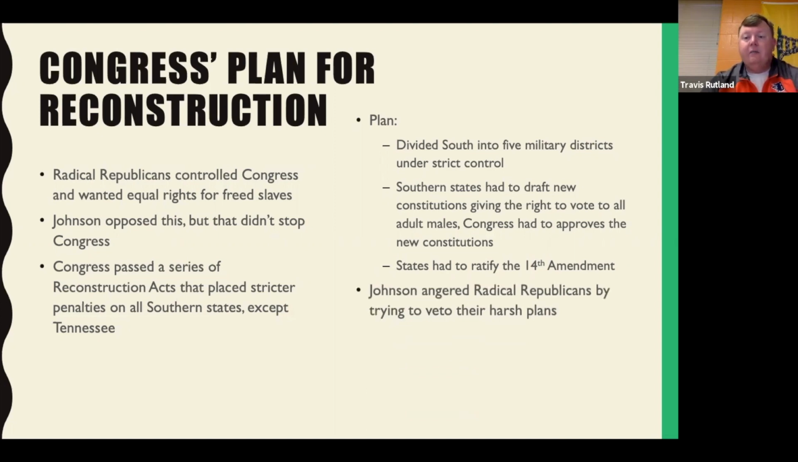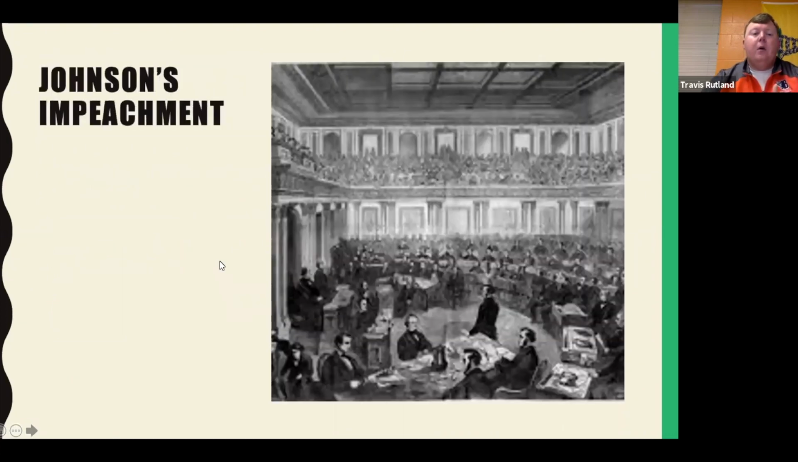Now, Johnson goes head to head with the Republicans and gets them upset by trying to veto their harsh plans. So Lincoln's trying to get them back quickly, get them back easily. Johnson's also kind of trying to do the same thing. Congress wants to make it hard on them, wants to make it a lot harsher. So Johnson gets impeached.